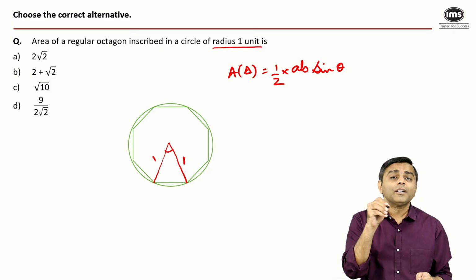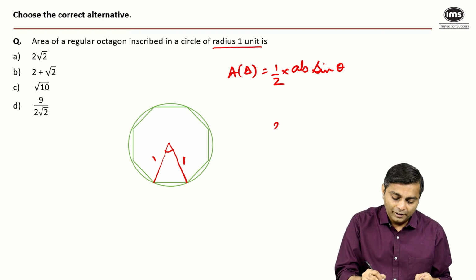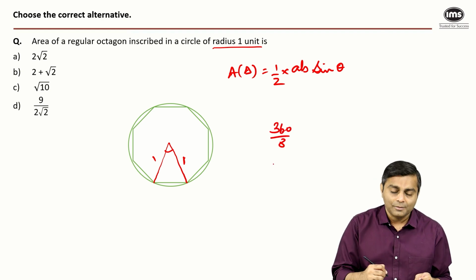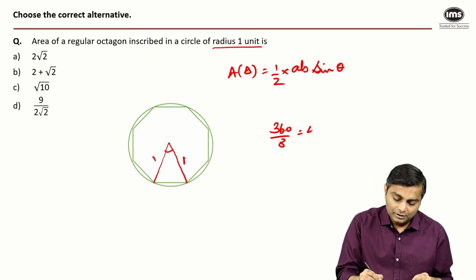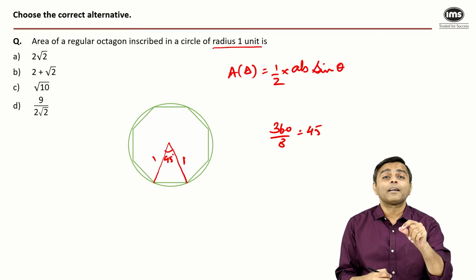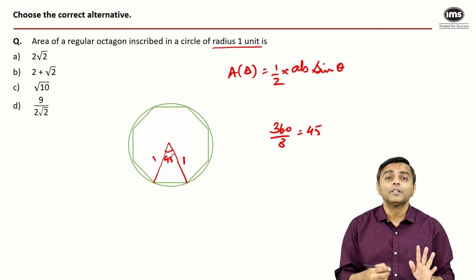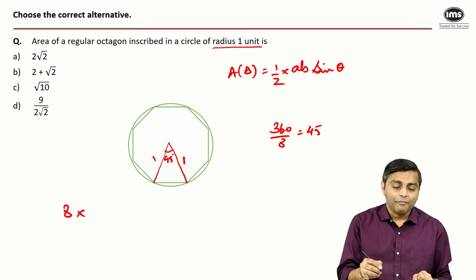How? The entire central angle is 360. That is now divided into 8 parts, which means if I do 360 by 8, 360's half is 180, its half is 90, its half is 45. So this is straight away 45. And this makes my life suddenly very simple, because with that interior angle 45, I know sine of 45 also, it's very simple, correct? So I'm going to straight away do 8 times half AB sine theta.